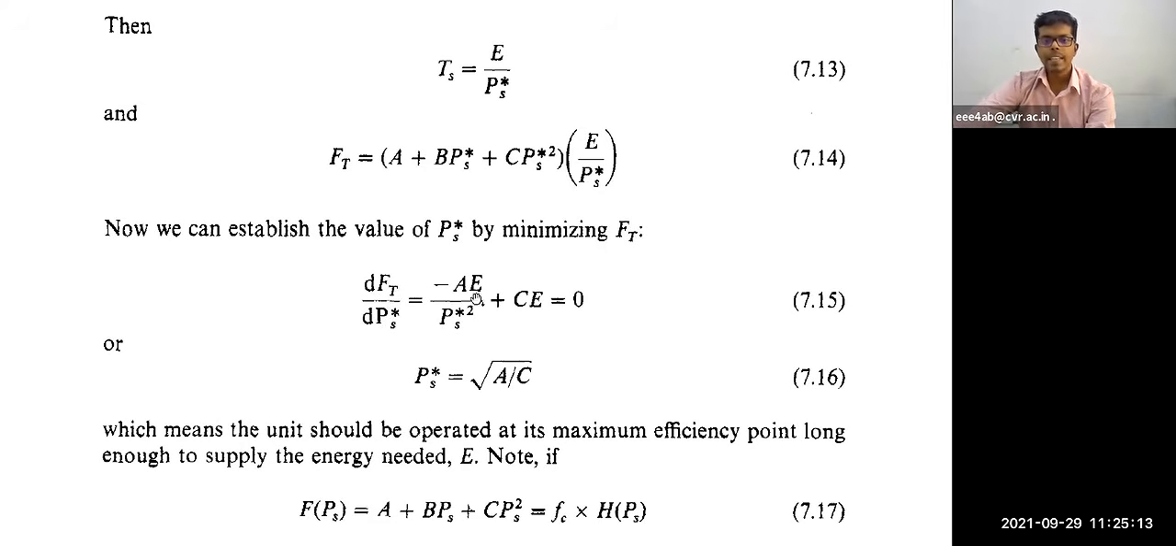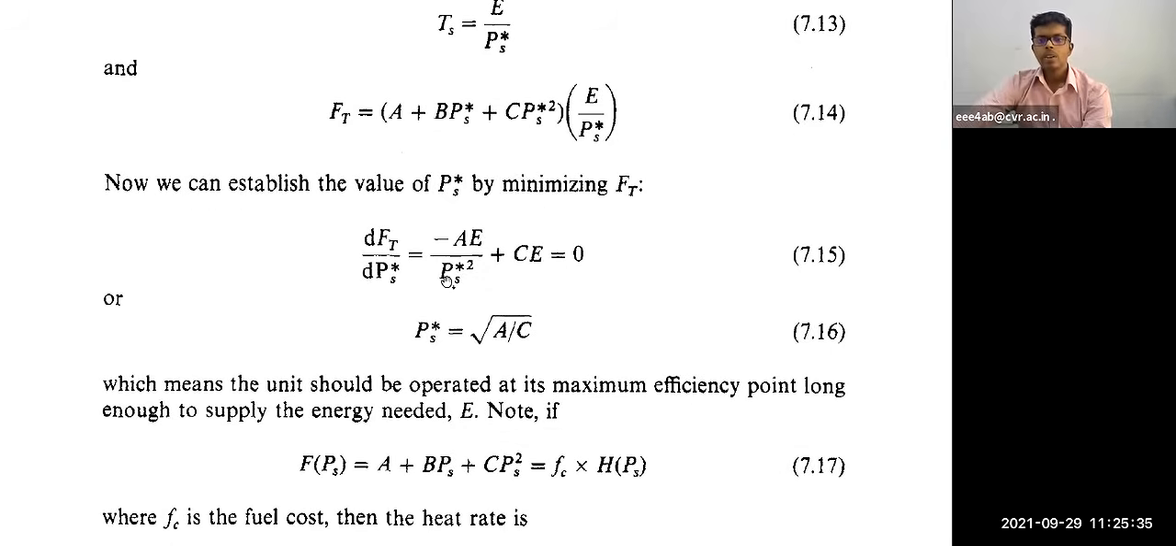While differentiating, you will get minus AE divided by PS star squared plus C into E. Similarly, you need to differentiate the remaining terms, and the equation will come like this. Later you can differentiate and equate it to 0, and you will get the equation like this.